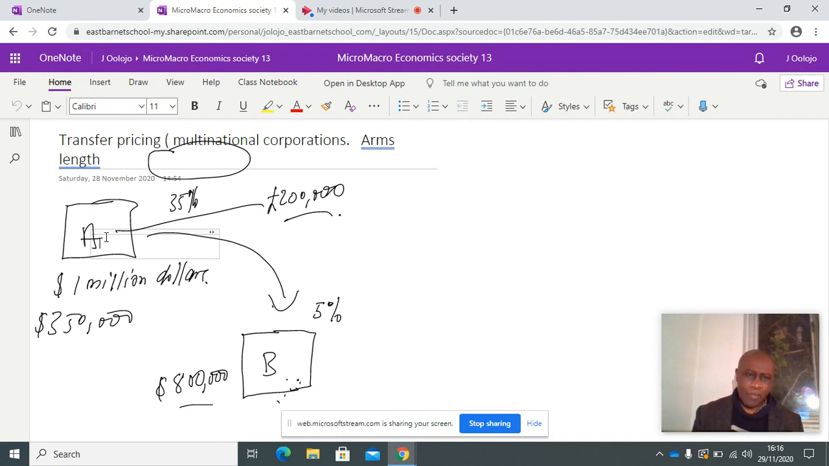So you can see it's kind of complicated. The main takeaway from this, because like I said, they're not going to ask you a question directly on transfer pricing. It's going to be part and parcel of multinational corporations. The takeaway is that this is a way that corporations can reduce their tax bill.